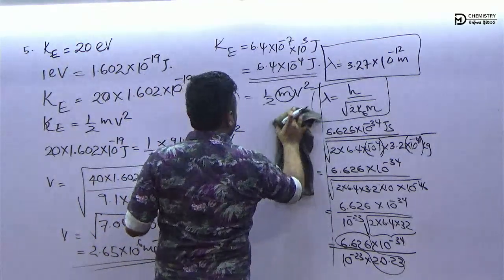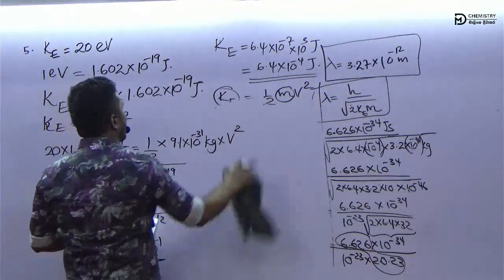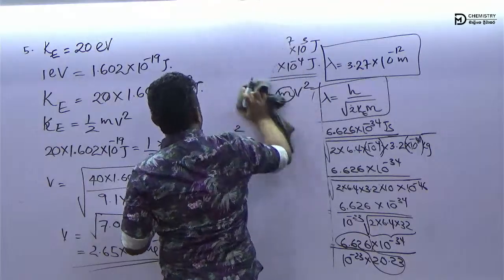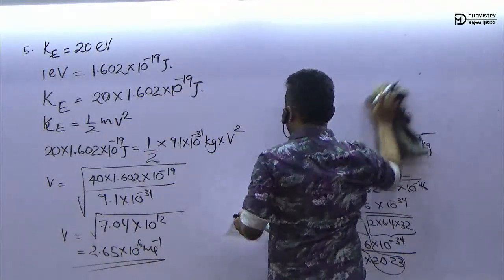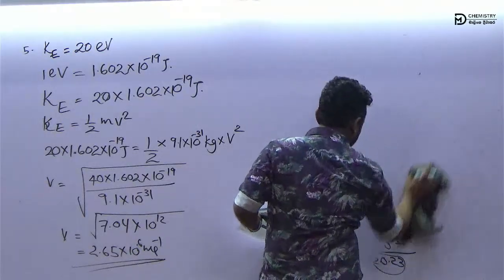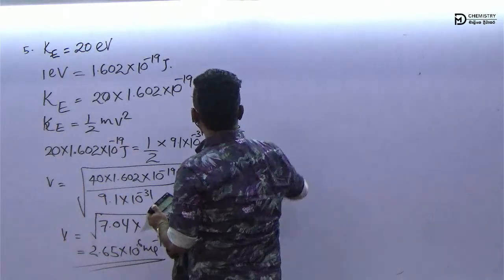Okay, so now we already have the value for the speed of this electron, so let's apply those data here now. The majority of this question paper is based on wave particle duality.